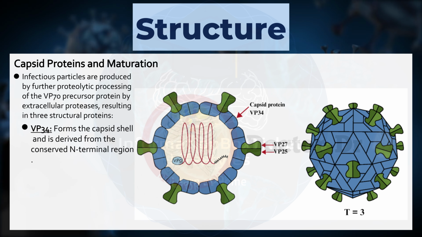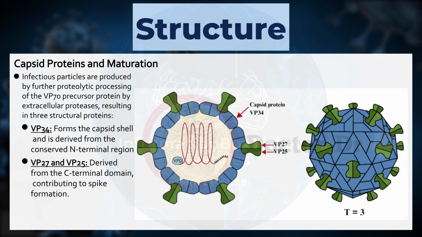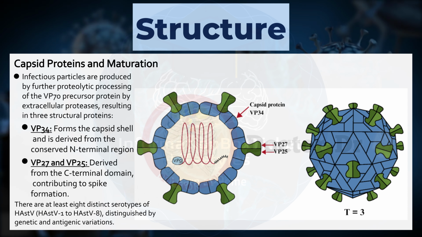VP34 forms the capsid shell and is derived from the conserved N-terminal region. VP27 and VP25 derived from the C-terminal domain, contributing to spike formation. There are at least 8 distinct serotypes of human astroviruses, human astroviruses 1 to human astroviruses 8, distinguished by genetic and antigenic variations.